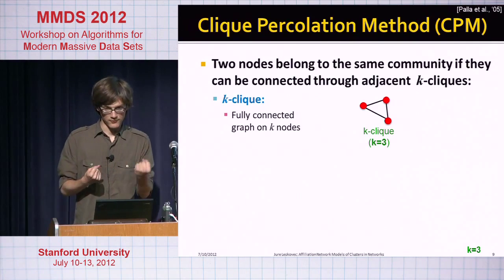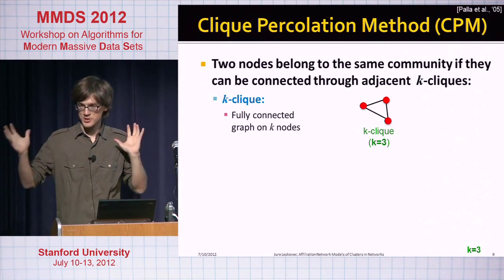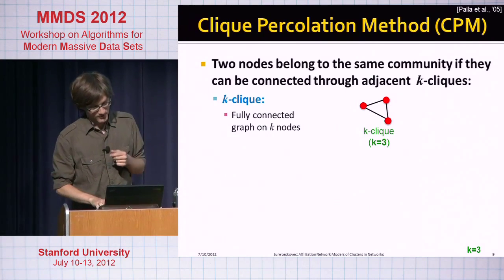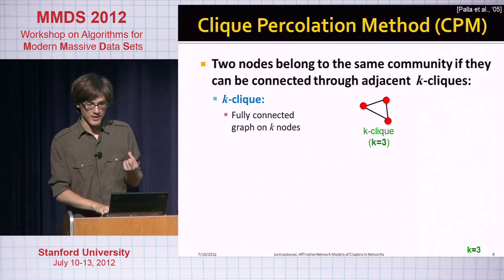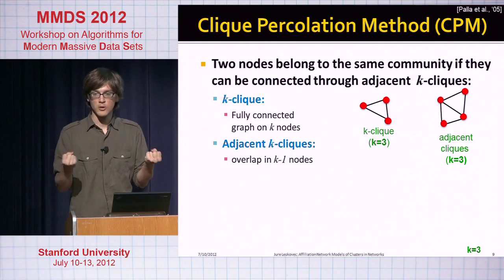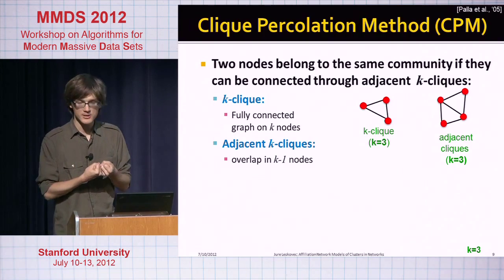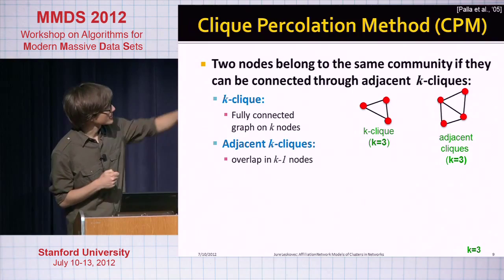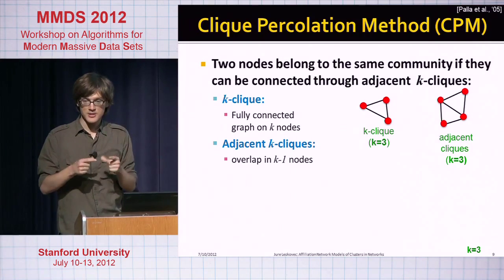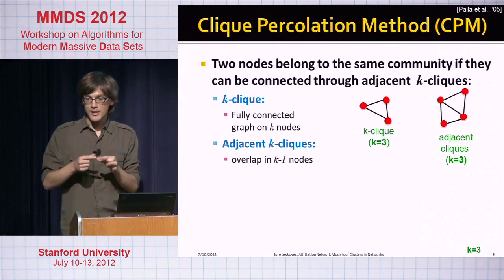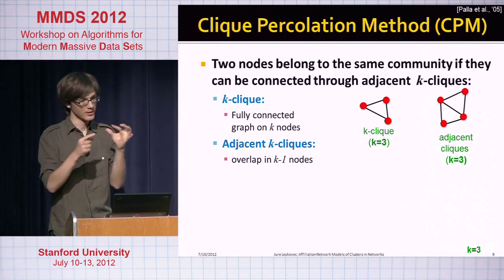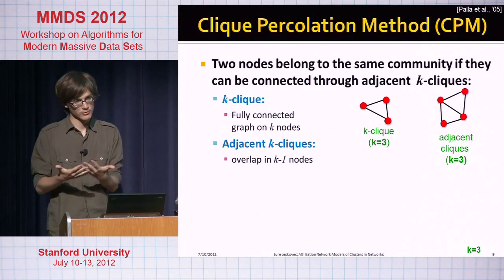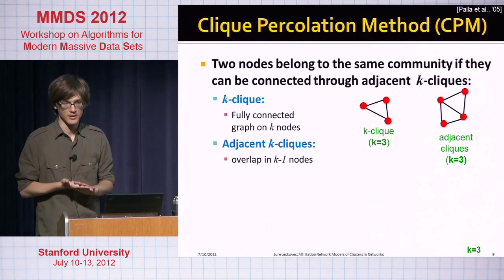So the idea is the following. First, I will define the concept of a k-clique, which is just a fully connected subgraph on k nodes, right? So a clique on 3 nodes is a triangle. Then I will define the second concept, where I say what it means for 2 cliques to be adjacent. I will say that 2 cliques are adjacent if they share k-1 nodes. So for example, 2 triangles are an example of adjacent k-cliques where k equals 3. So 2 triangles are adjacent if they share 2 nodes, or if they share an edge. Two 4-cliques would be adjacent if they overlap at 3 nodes.